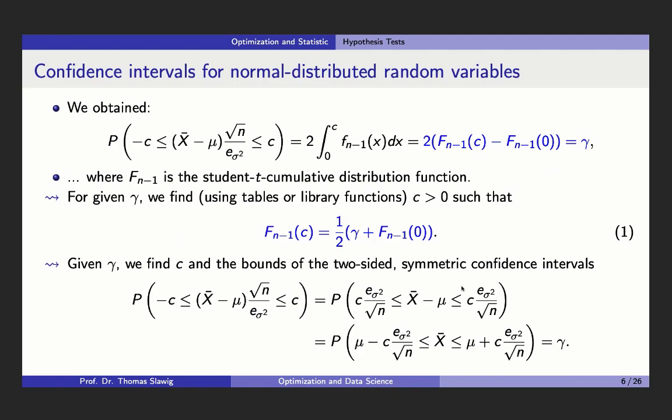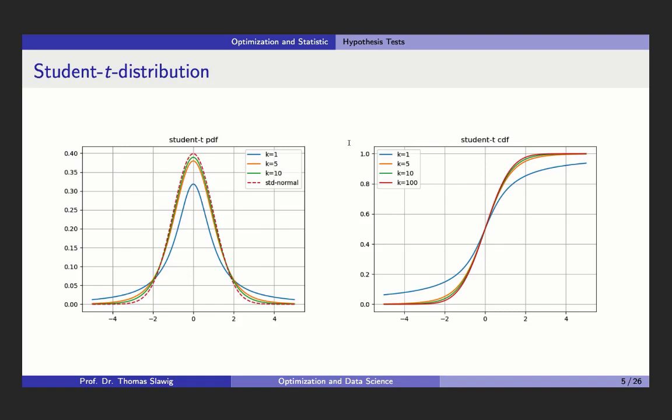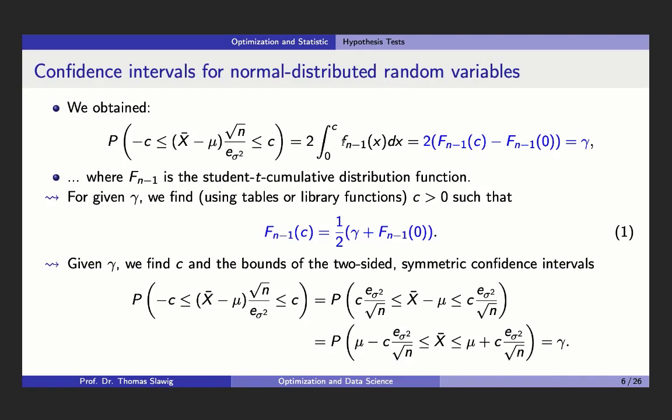So what we obtained for the confidence intervals is that we can now compute the bounds of a symmetric confidence interval, minus C as the lower bound and C as the upper bound. We can compute this by inverting the CDF of the student t distribution, the cumulative distribution function, because we know that this probability can be computed by 2 times this integral over the density. This is the definition of the probability, and here we used that the density is symmetric around 0, as we can see in the left picture. The CDF is just the integral of the density, which is the definition of probabilities for continuous random variables.